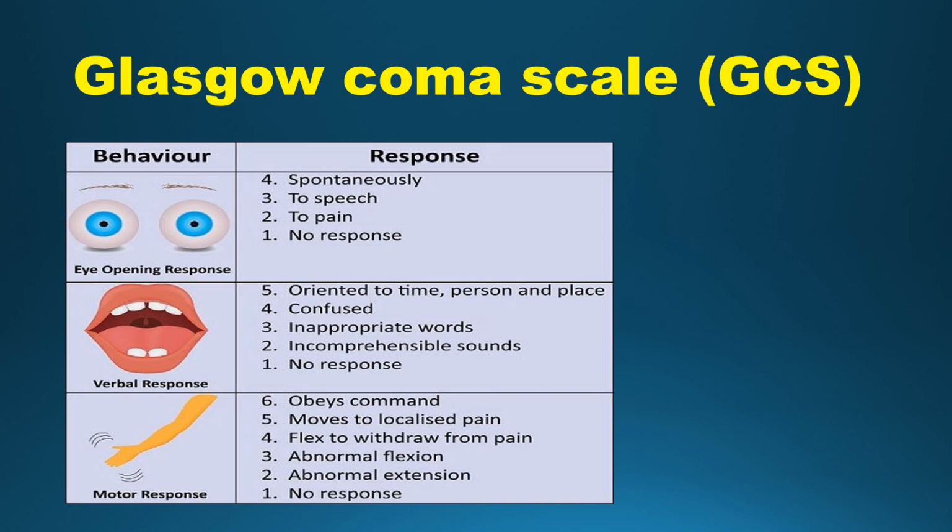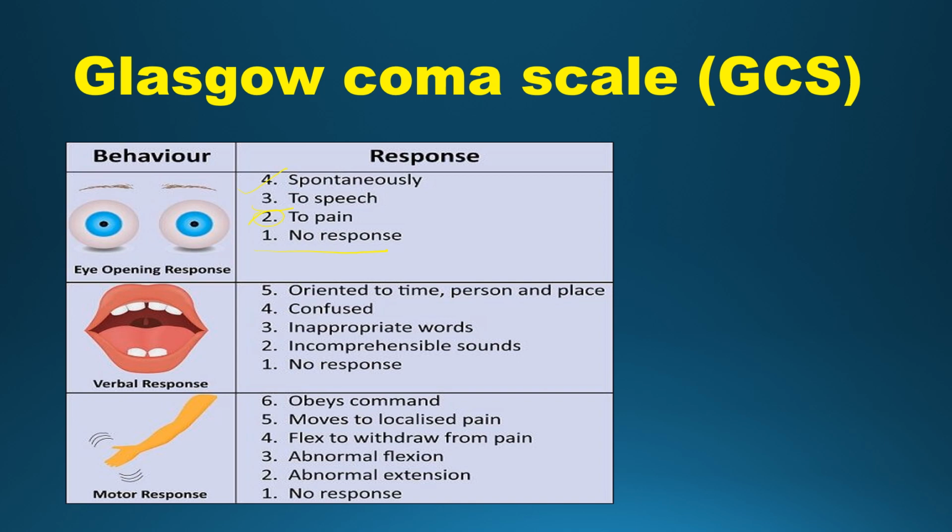In eye-opening response, we have 4 points which we give. If the person is not responding to any stimuli, we will give 1, and if the person is responding to pain, like opening his eyes to pain, then we will give 2 points. If the person is responding to speech, like opening eyes to speech, then we will give 3 points, and if the person is responding spontaneously, like opening and closing eyes spontaneously, then we will give 4 points. Next is verbal response.